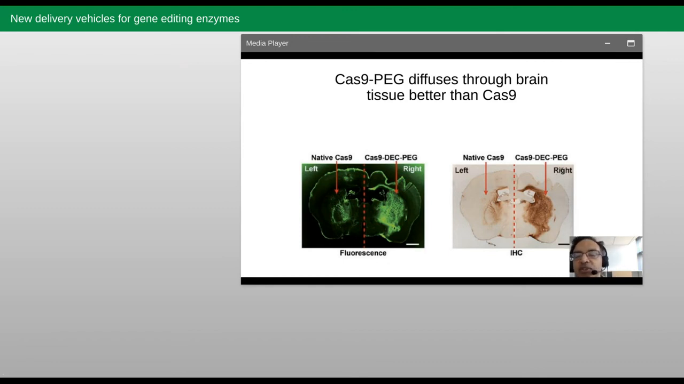So you can see that if you just inject Cas9 by itself, it doesn't diffuse particularly well. So the brown staining here represents the Cas9. So you can see the one on the left, there's not a lot of brown staining. However, on the right, the hemisphere that was injected with Cas9 DEC PEG, that did diffuse throughout the brain tissue, almost entirely throughout the striatum, and demonstrates that reversible conjugation with PEG seems to be able to enhance the tissue diffusion of Cas9 in the brain.